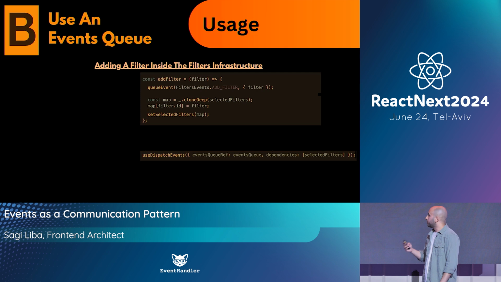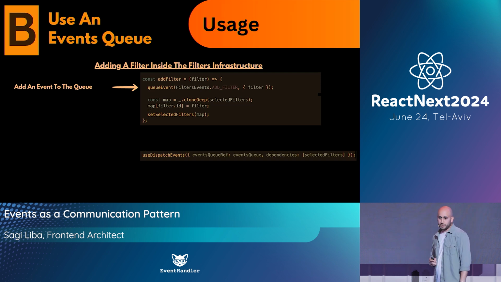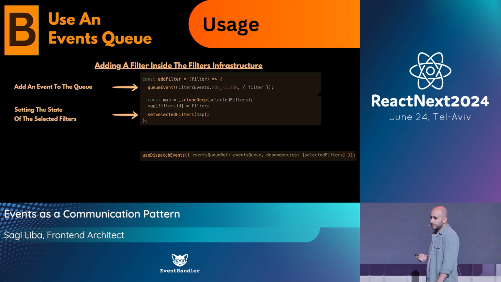Okay, so now let's go back to the filters infrastructure. We've got the area that we want to add a filter in your filters infrastructure. And as you can see, I'm queuing an event called add filter with the payload of the latest filter that is being added. Now inside, I'm making sure to update the selected filters because it's a filter infrastructure. I'm here to manage the selected filters of the infra.